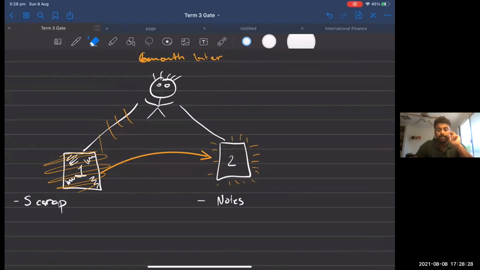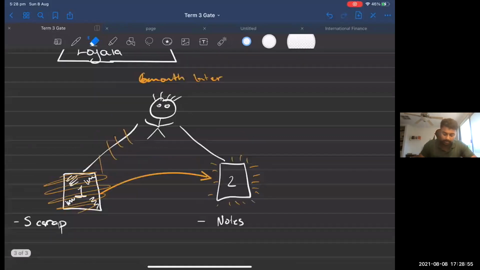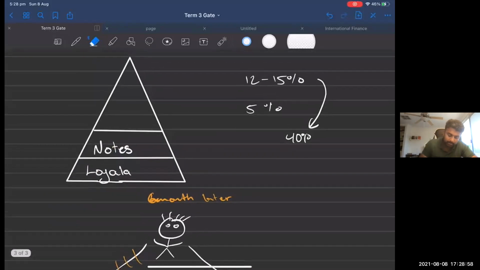Here's a second benefit. The second benefit of using a second notebook is that when you transfer your notes, you have to actively look at all the information and decide what's most important. And when you do that, your brain will be revising this concept again, so you're more likely to remember the information. Do you guys understand? Yes. Perfect. All right.